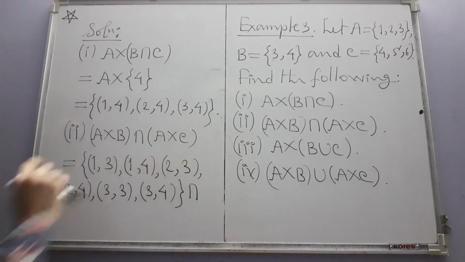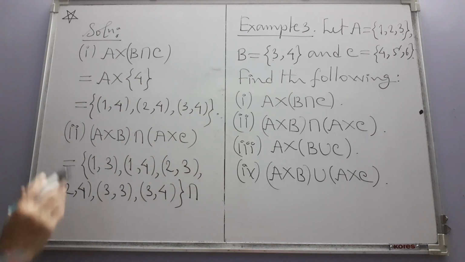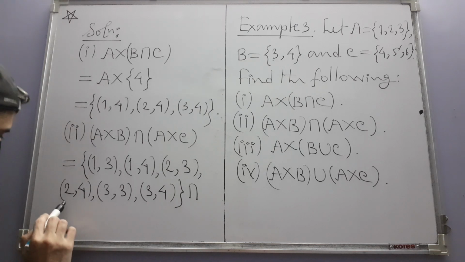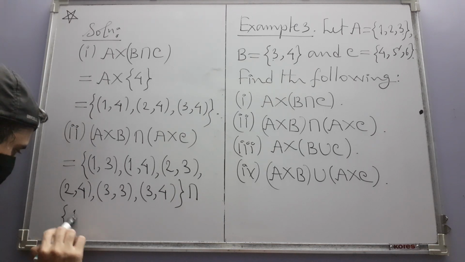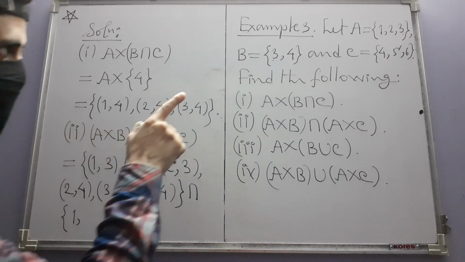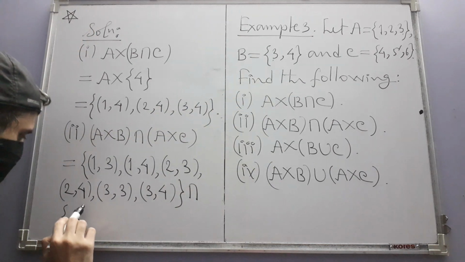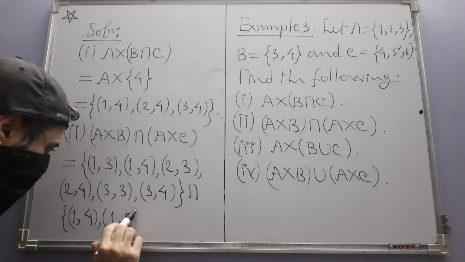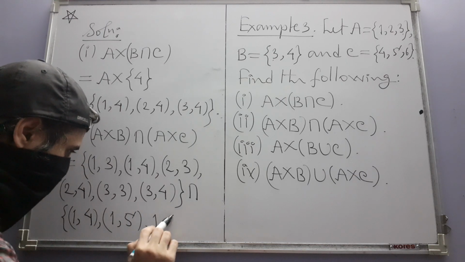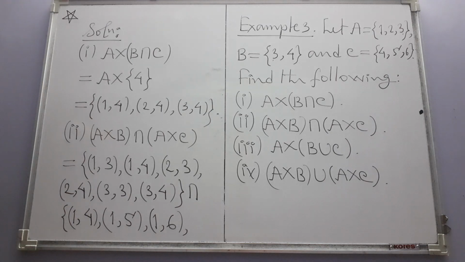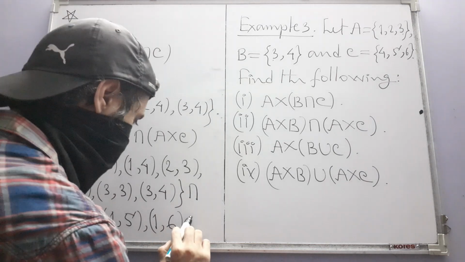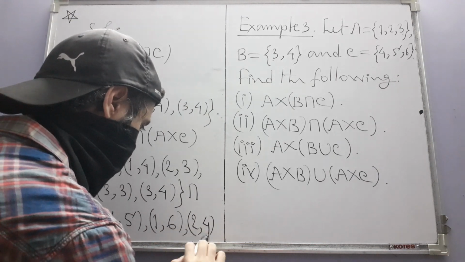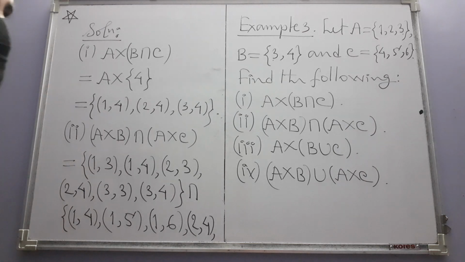Intersection, then A times C. Same thing, but this is going to be bigger. Let the first component be 1 first. 1, and the second component can be 4 or 5 or 6. So 1 4, 1 5, 1 6. Then the first component can be 2, 2 4, 2 5 and 2 6.